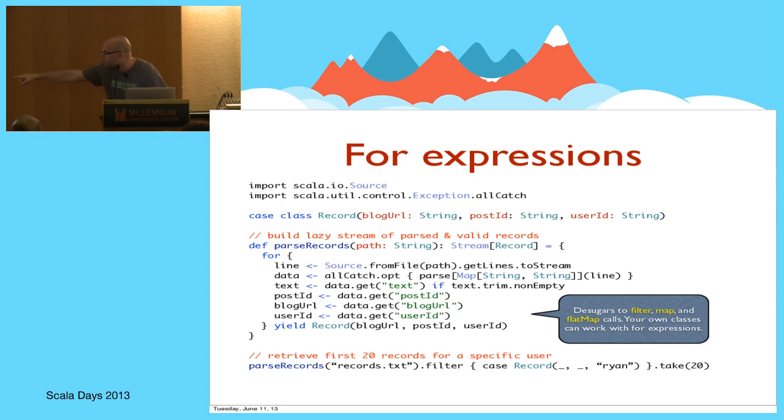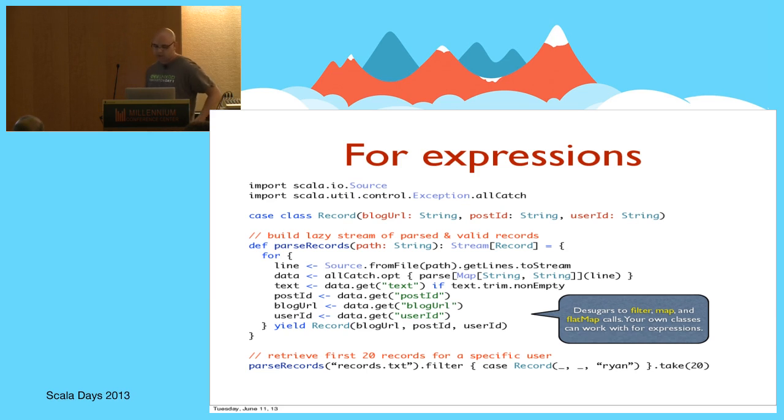Actually, if you just jump down to the bottom, this is what I'd really like to do. I'd like to say parse records, pass in the file name. I'd like to filter all the ones where the user ID is Ryan, and then just take 20, right? But I want to do that in such a way where I don't have to load the whole file in memory, and I want to be able to use the nice collections libraries to do that.